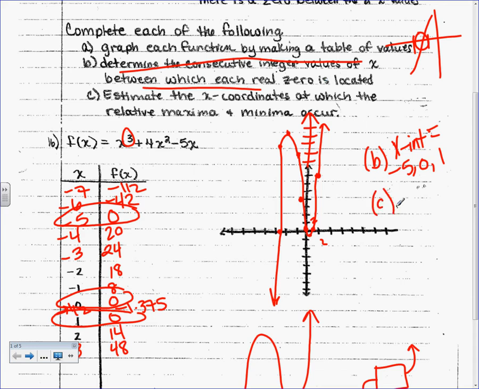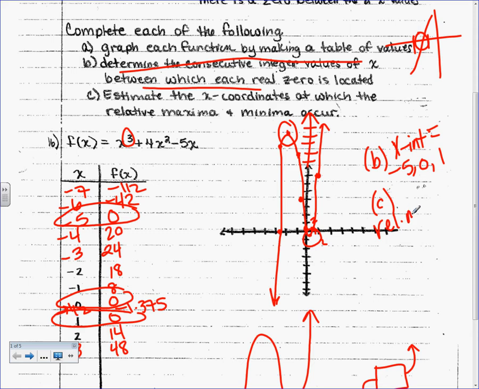estimate. They're saying, give me a good guess. Okay? Estimate the x-coordinates at which the relative max and min occur. So, the relative max is probably here, right? And the relative min is probably here. Do you guys see that? Let me point it out again. This is probably the relative max. This is probably the relative min.